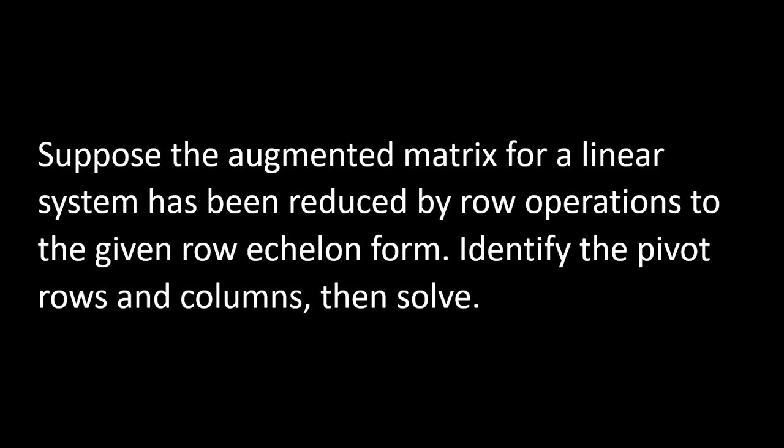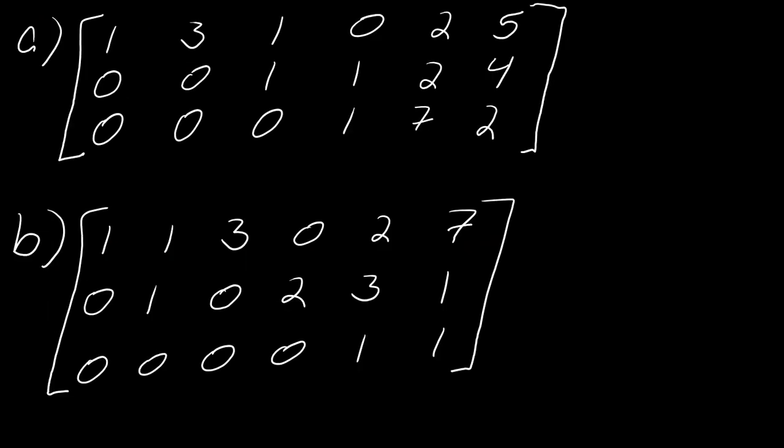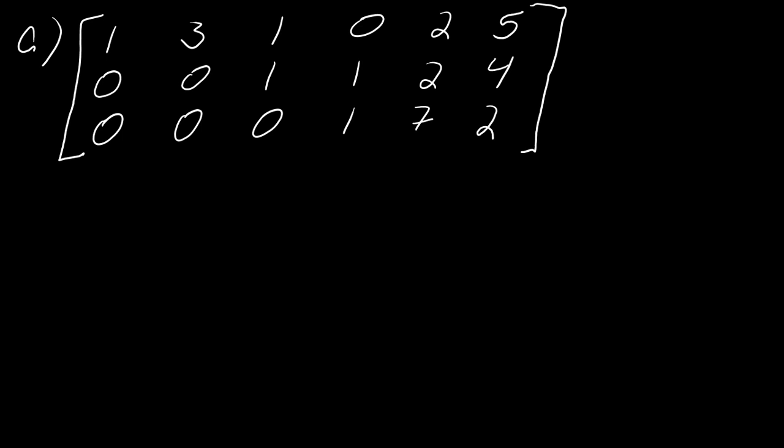Okay, so to do this, first of all, what are these pivots? A pivot position is where the leading one in a matrix occurs. Your pivot rows and columns are just going to be literally the rows and columns where this is happening. When you have a row echelon matrix like we have here, it's actually pretty obvious how to figure these out. You can pause if you want to read the examples, but I'm just going to jump into them.